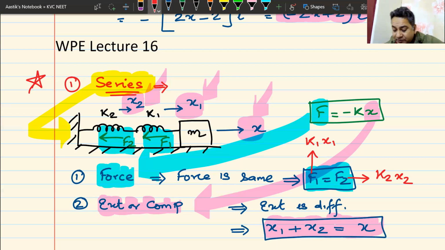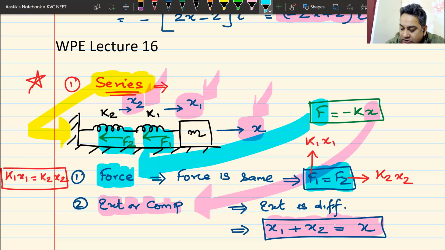K1 X1 is equal to K2 X2. That is the first thing that you remember about series combination of springs. K1 into X1, F1, is equal to K2 into X2, F2.